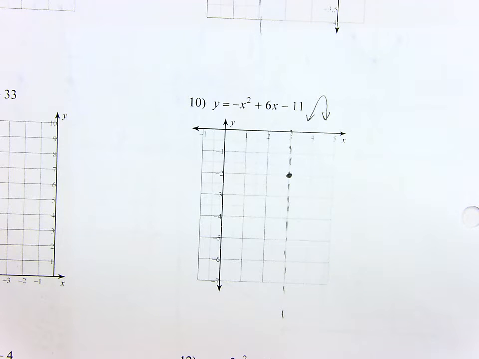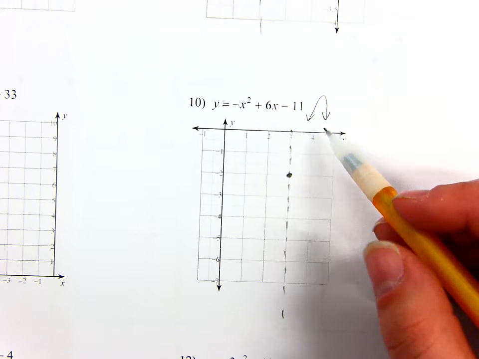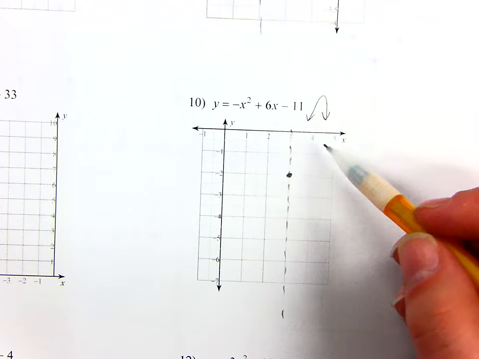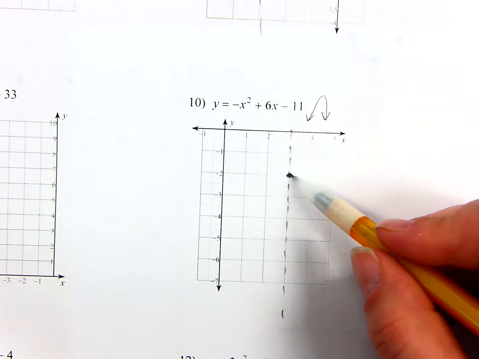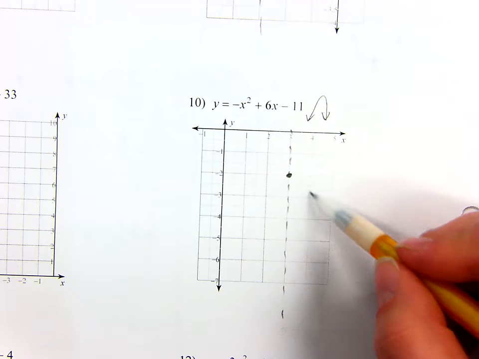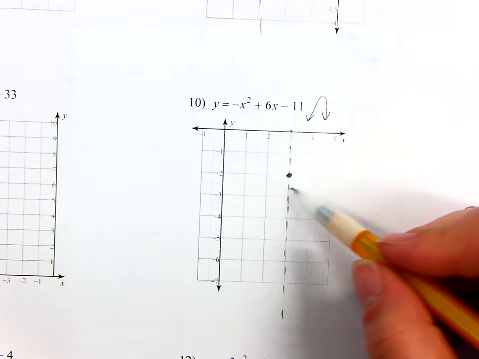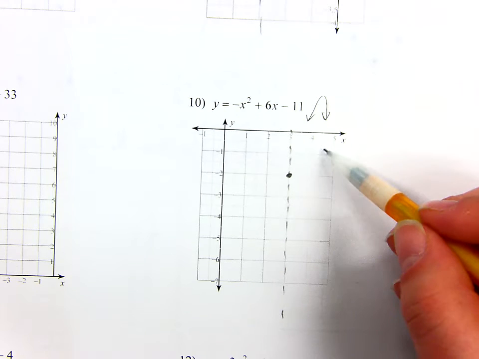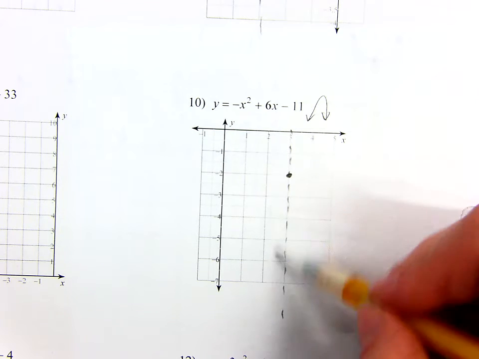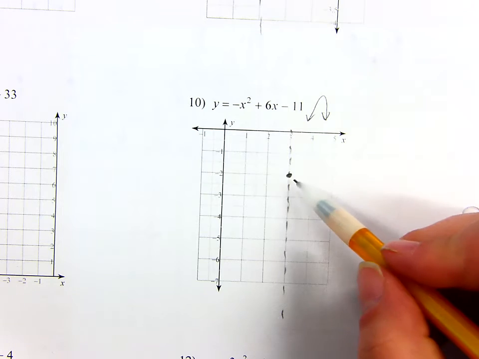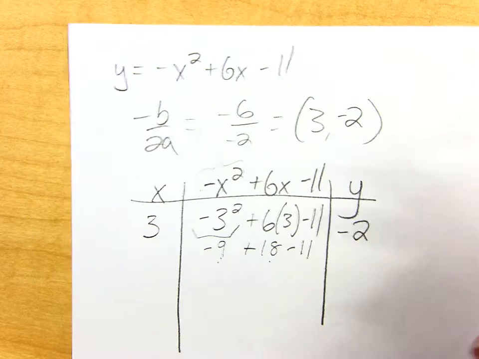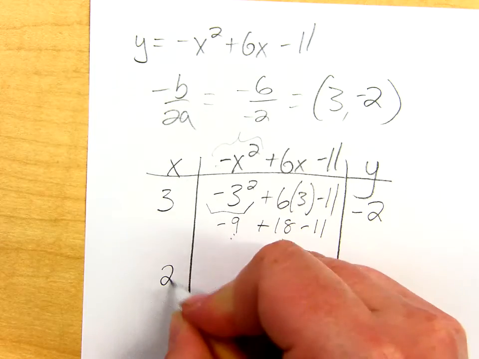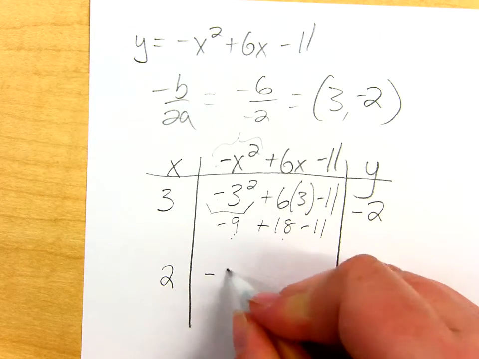Now, I want you to keep something in mind. You told me at the very beginning that this graph was going to be upside down. So if this graph is going to be upside down, won't this vertex be the highest point on the whole graph? Yes. So when I go to plug in another number, I should not get a point up here. That would make no sense. They should all be down here. Keep that in mind as you do this. So what number should I plug in next, 2 or 4? 2, sure. Let's plug in a 2. Everybody plug in a 2 and see if you do it correctly.